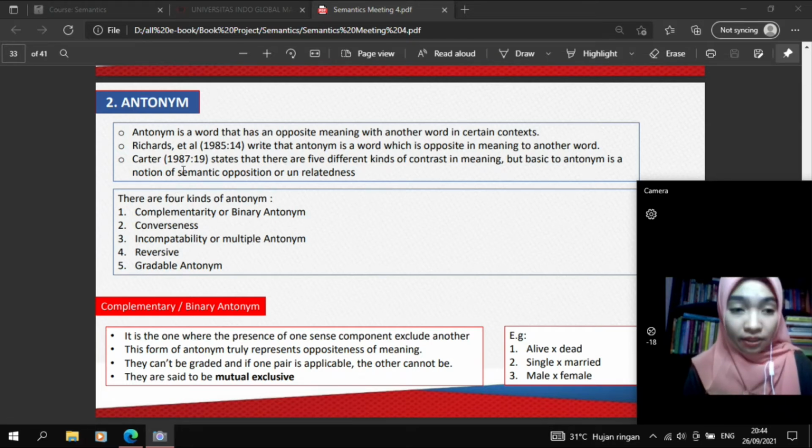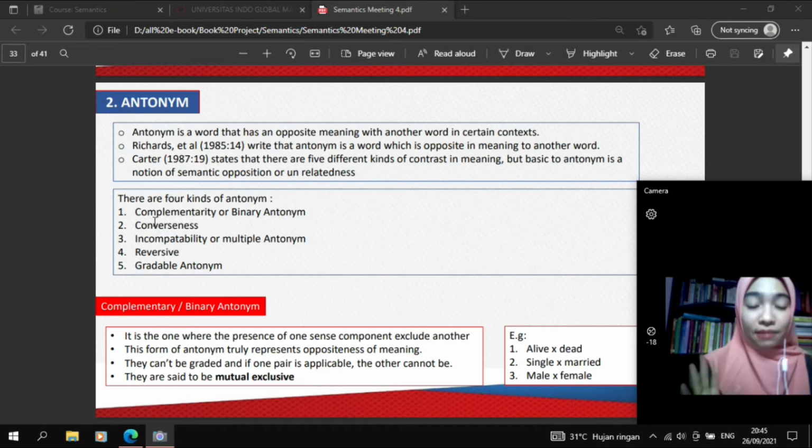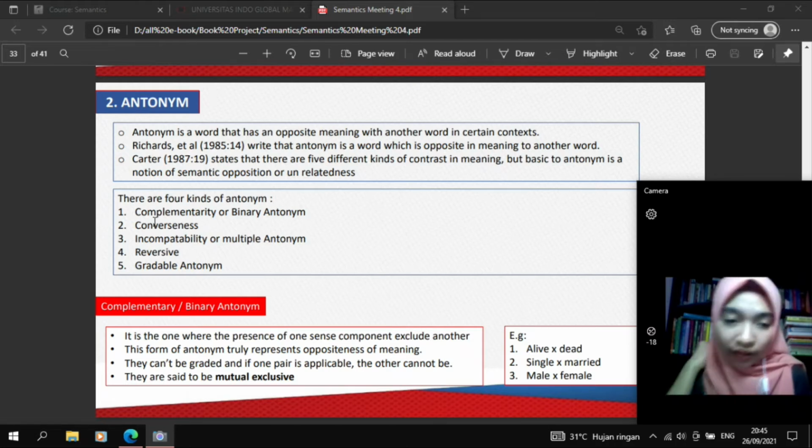And then Carter states that there are 5 different kinds of contrast in meaning. But basic to antonym is a notion of semantic oppositions or unrelatedness. Now see, we actually have 5 kinds of antonym. So that's why I'm telling you, antonym is not that easy or that simple when we just say in Bahasa Indonesia, lawan kata. Not that easy, because we have to explore that more.